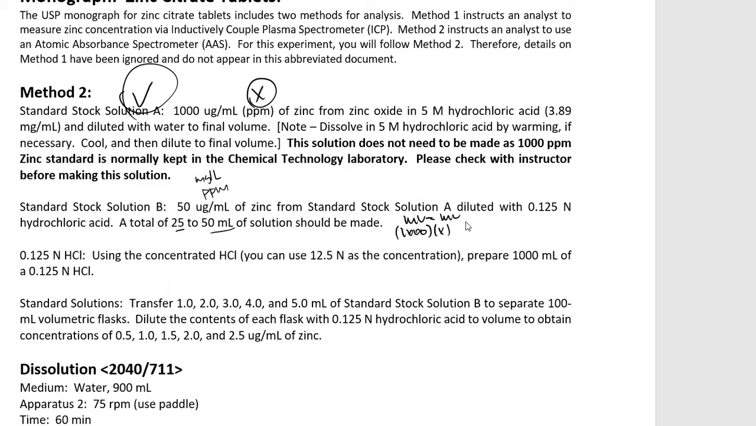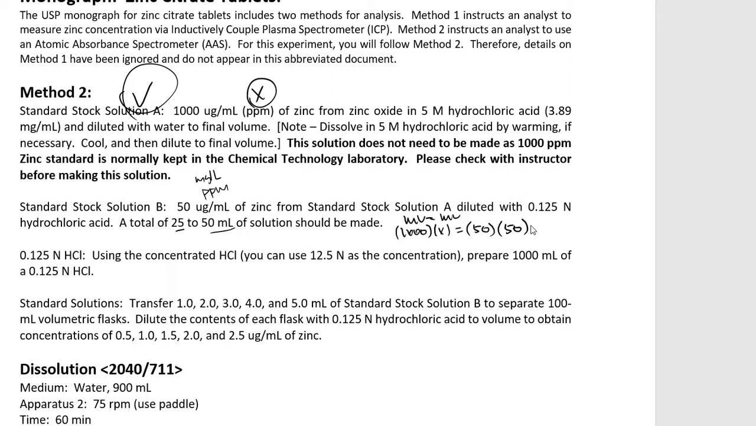I want to know how much of that to use. And I want to make a 50 part per million, and let's say I want to make 50 milliliters of that. So there's the dilution equation. You just have to solve for X, and that will be the volume of the 1000 ppm that you need in order to make this solution.